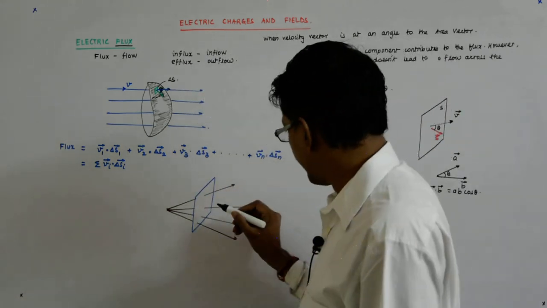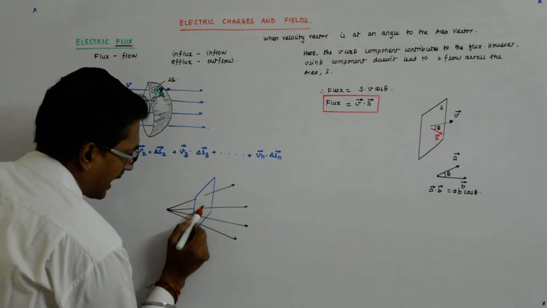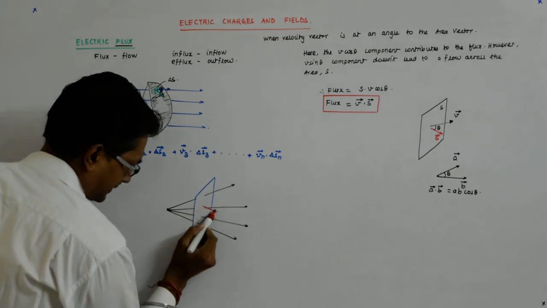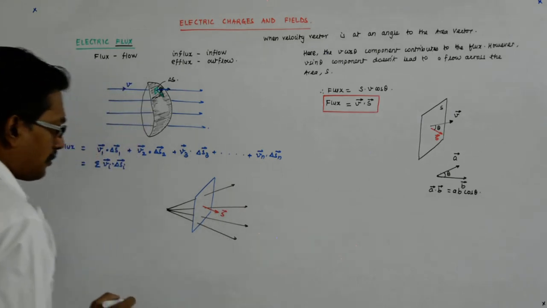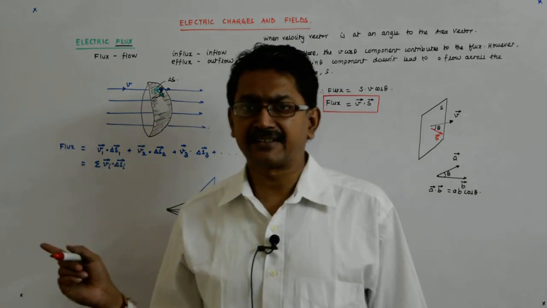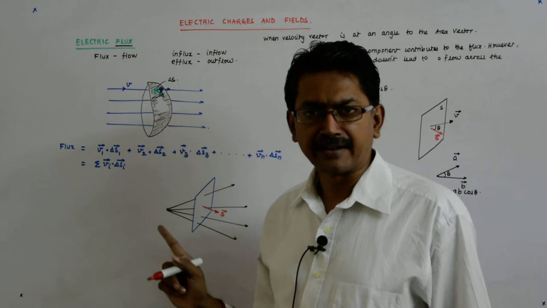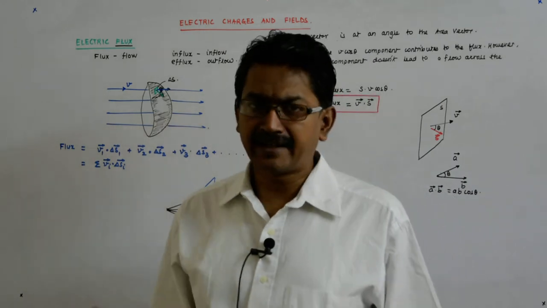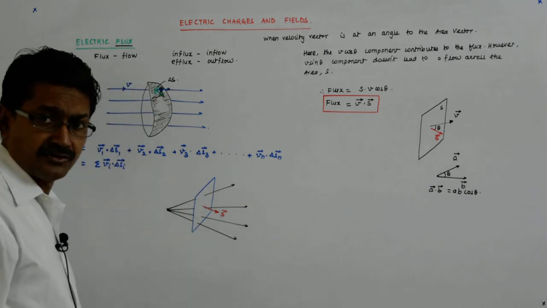Because here the area vector would have been a constant, but the angle that these velocity vectors were making with this keeps on differing. So what angle should I take? Which angle should I take out of these?